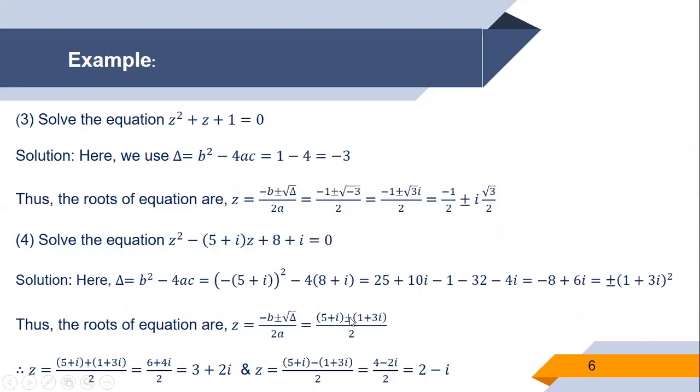First we can take plus. So the first root z is (5 plus i) plus (1 plus 3i) divided by 2. That means 6 plus 4i divided by 2. That means 3 plus 2i. And for the other we can take minus. Then we get 2 minus i. So if given any example of a second degree polynomial of a complex function, that means a complex equation, then we use the delta method first. We find the delta and then we input the formula z is equal to minus b plus or minus root delta upon 2a.